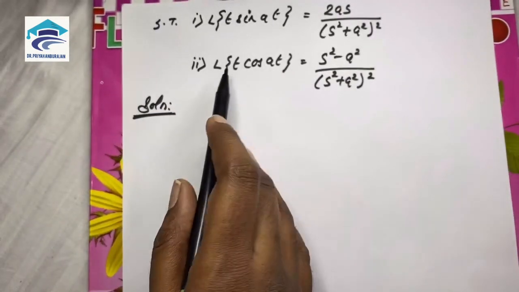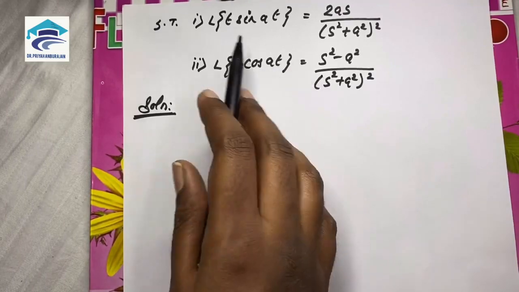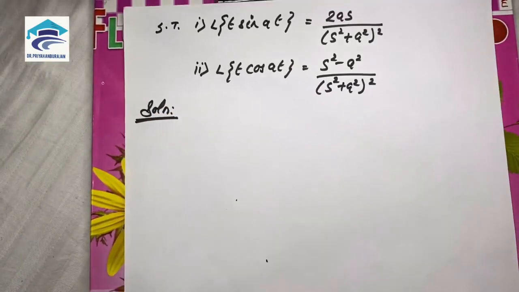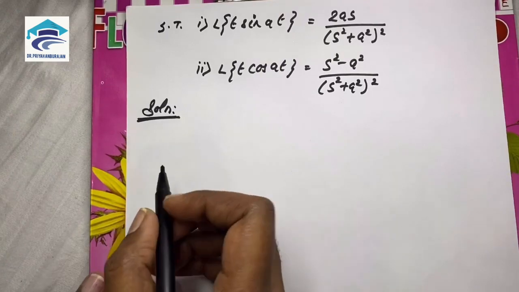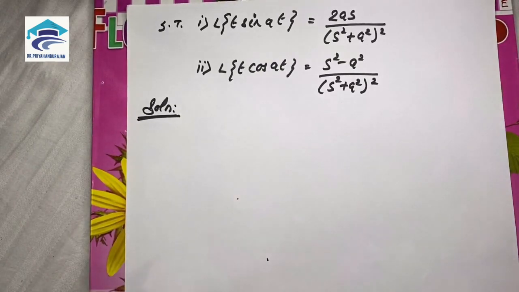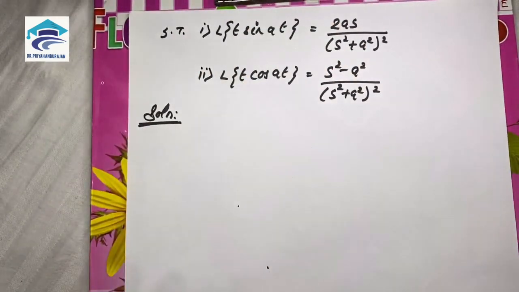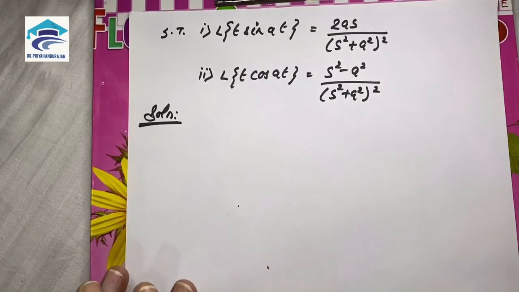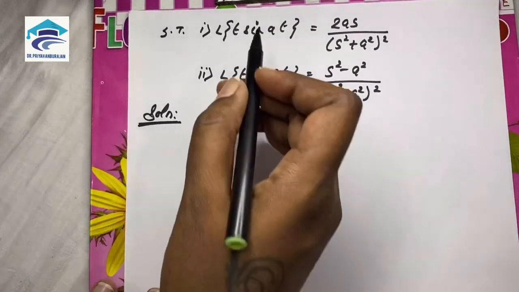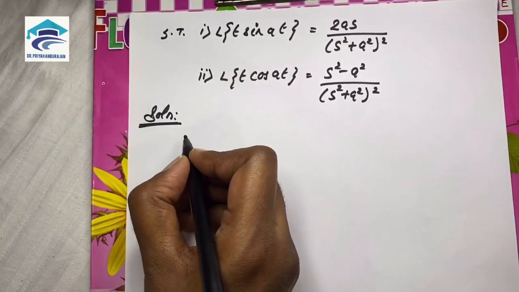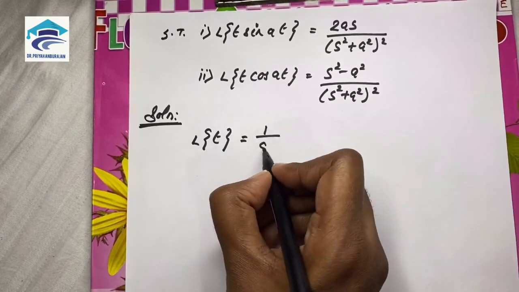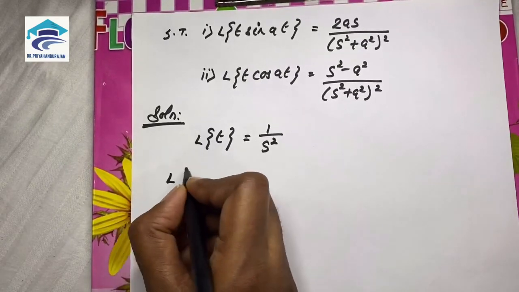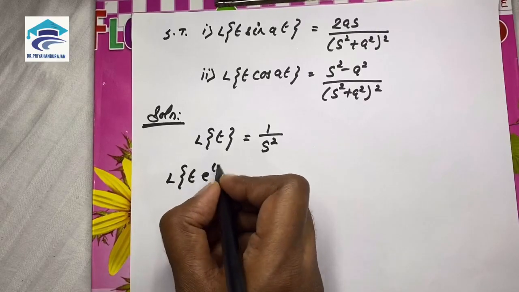Here we don't have any formula for the combination of t into cos or t into sin, but we have a formula for t into exponential. That is, if we use the exponential, we can use the first shifting property. So both the problems we are going to solve at the same time. That is, we are going to use the exponential term to solve sin and cos. Since we know L of t is 1 by s squared, then what is L of t into e power iat?